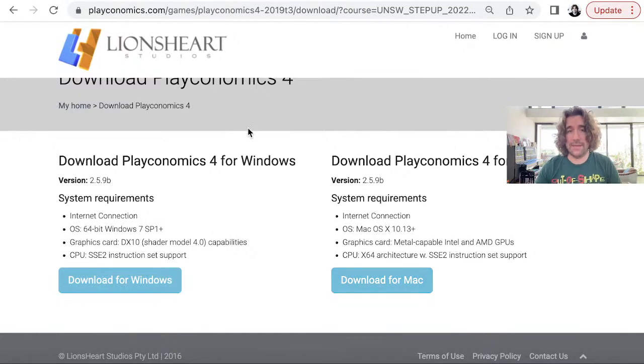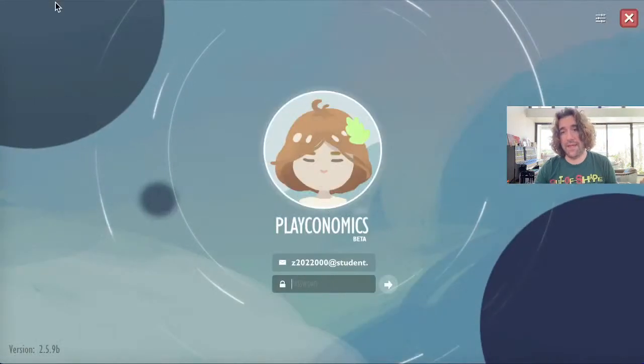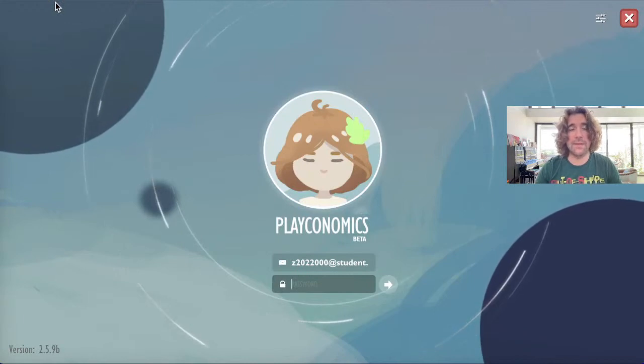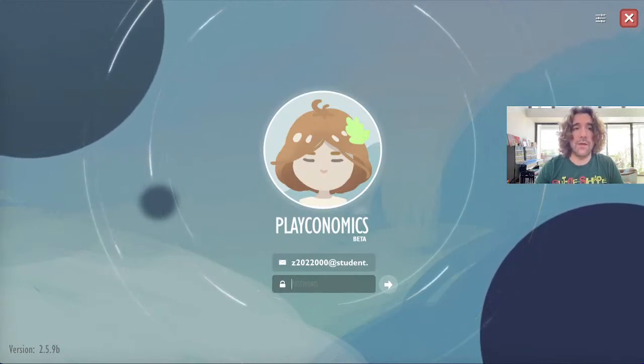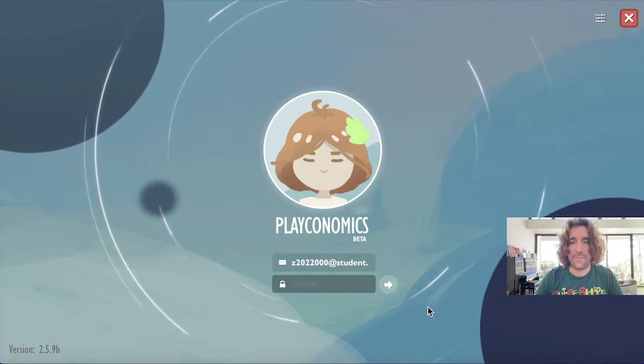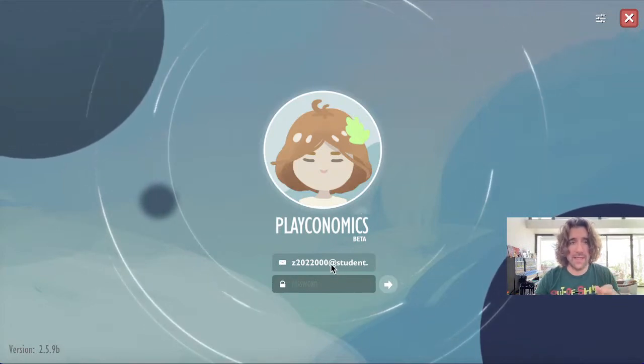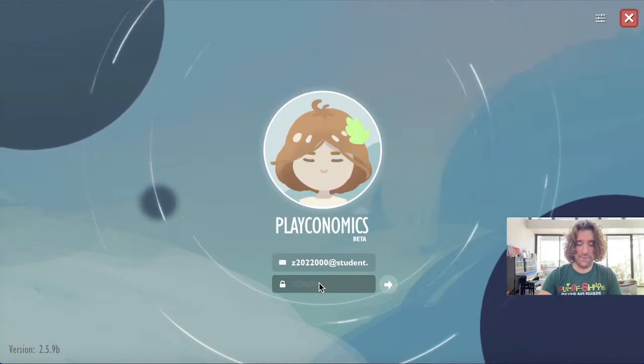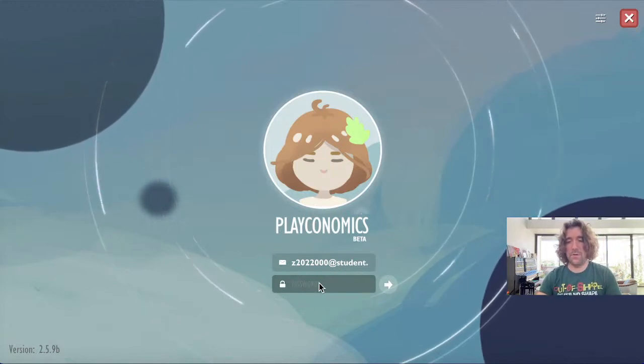After you have done that, and you right-click and then open the application, you will see this login page here. Here again, you put in the same username and password that you introduced when you signed up.